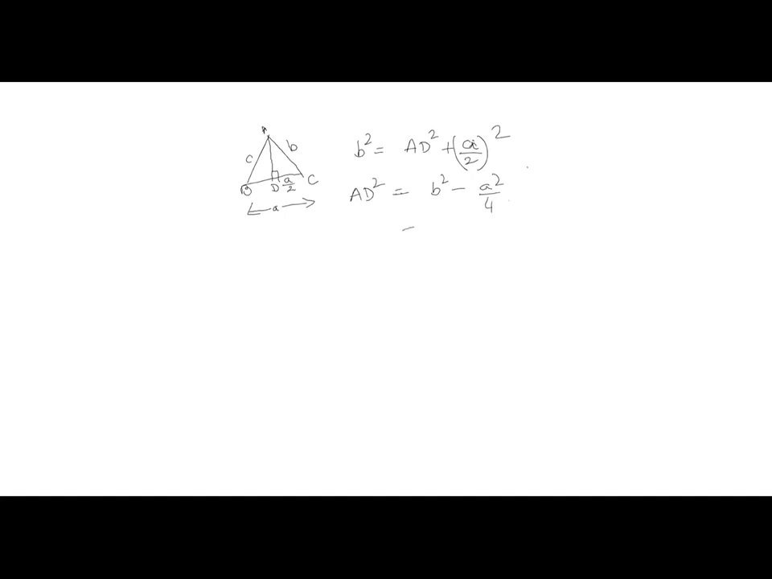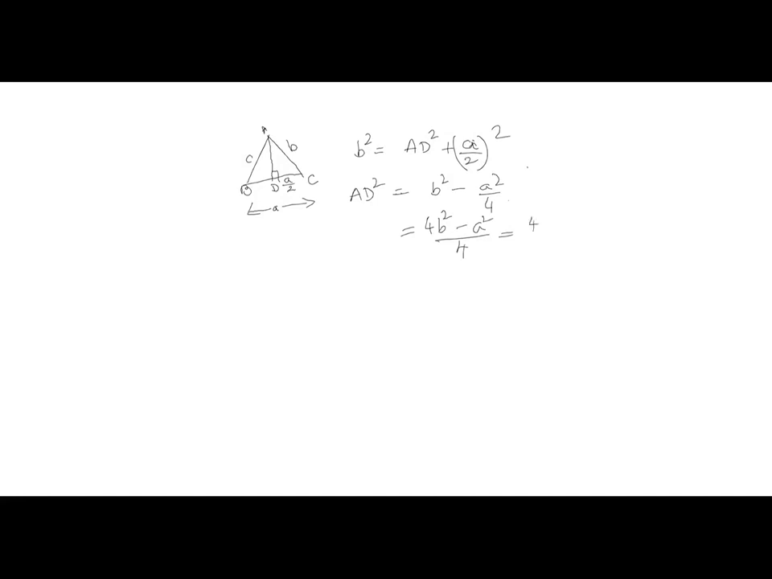Now what is the LCM? 4. So here we get 4b squared minus a square. Now b equals a. Is it okay with you? b and a? Yes, ma'am, because it is an equilateral triangle. Side b equals side a.